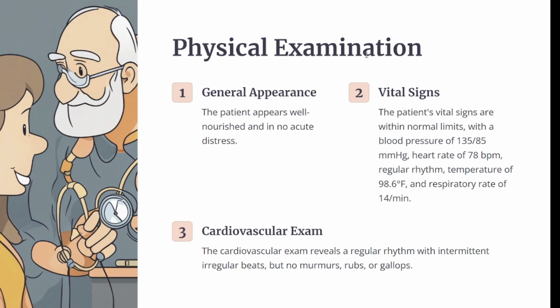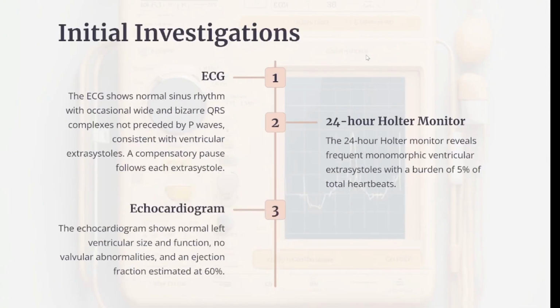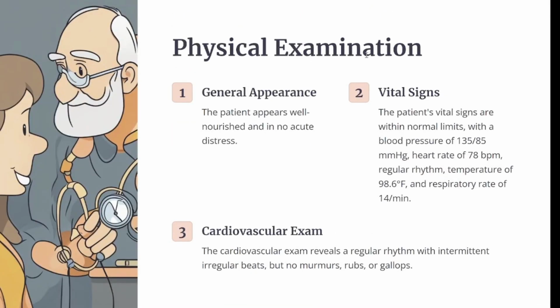Vitals: blood pressure 135/85 millimeters of mercury, HR 78 BPM regular, temperature 98.6 degrees Fahrenheit, RR 14 per minute. Cardiovascular: regular rhythm with intermittent irregular beats noted, no murmurs, rubs, or gallops. Respiratory, abdominal, neurological exams unremarkable. Initial investigations, ECG: shows normal sinus rhythm with occasional wide and bizarre QRS complexes not preceded by P waves, consistent with ventricular extrasystoles. A compensatory pause follows each extrasystole.